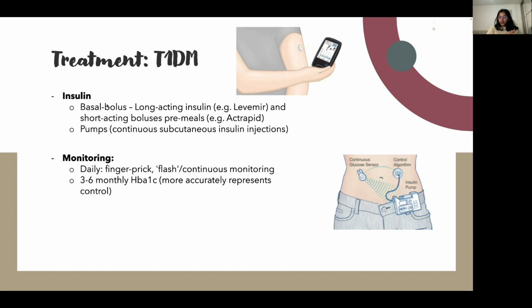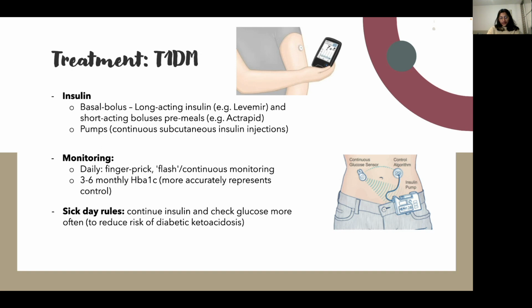But like we talked about, HbA1c is much better at telling you a general picture of your control over the last few months. And so we tend to repeat that in diabetics 3 to 6 monthly to tell you about their control. So sick day rules, essentially what to do if someone who's type 1 diabetic has an acute illness. So it's really important that they continue their insulin and they check glucose more often.